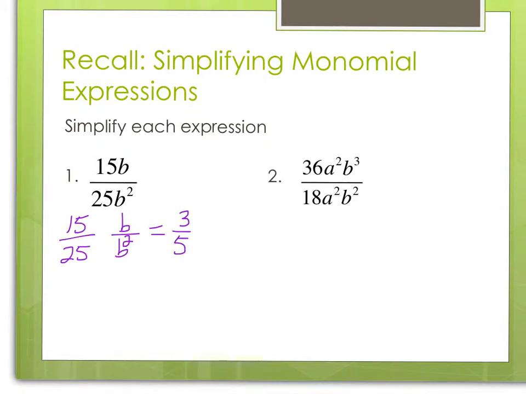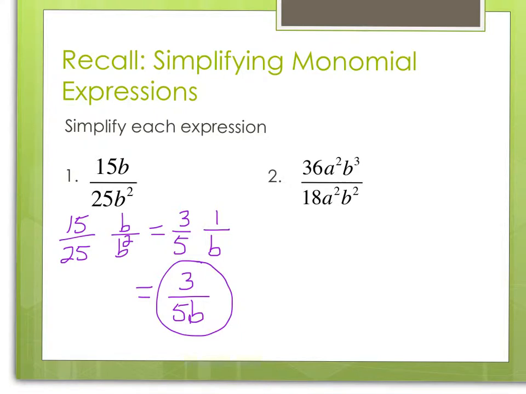And with the b's, we can subtract. So I have 1 minus 2 is negative 1, or I could just reduce. The b on the top cancels, and I have 1 left on the bottom. To clean this up a little, 3 times 1 is 3. 5 times b is 5b. So there's my simplified answer.